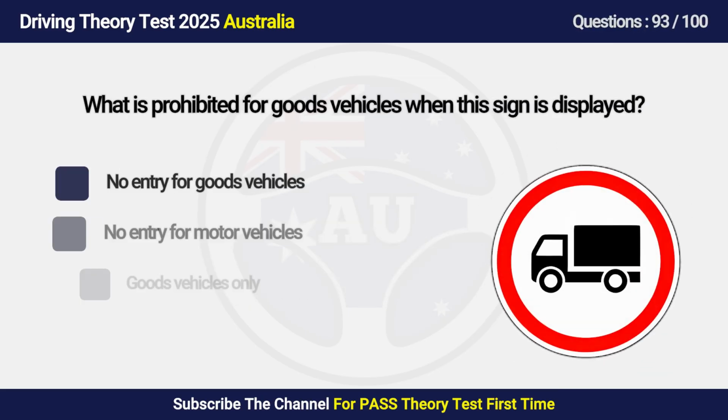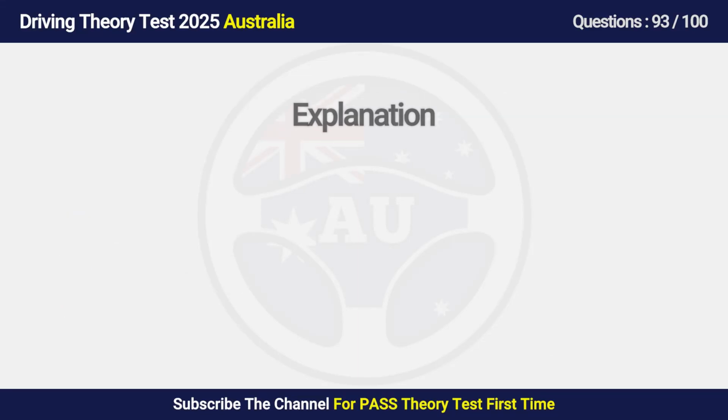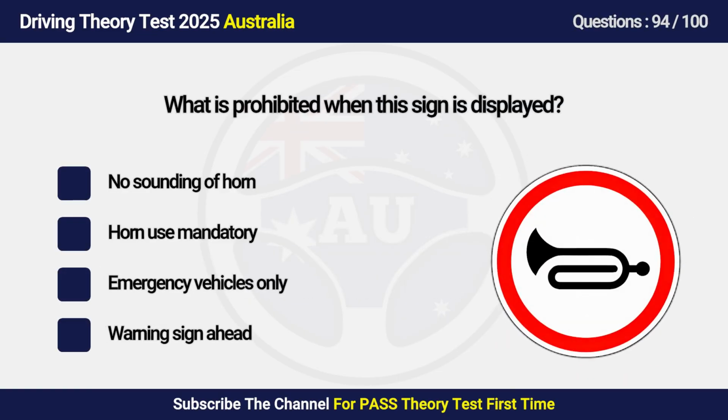Question 93. What is prohibited for goods vehicles when this sign is displayed? A. No entry for goods vehicles. B. No entry for motor vehicles. C. Goods vehicles only. D. Heavy vehicle route. Answer is A. No entry for goods vehicles. This prohibitory sign means no entry for goods vehicles. Vehicles carrying goods beyond a certain weight or classification are not permitted to enter the road or area beyond this sign.